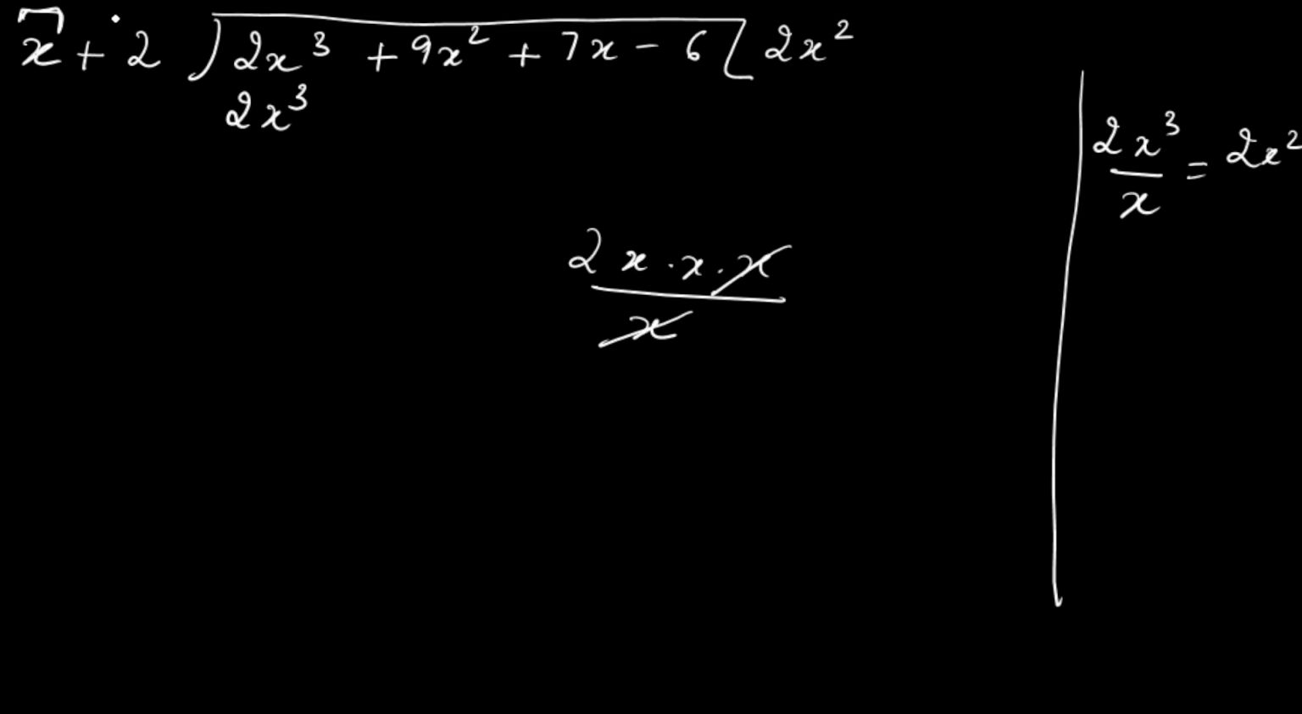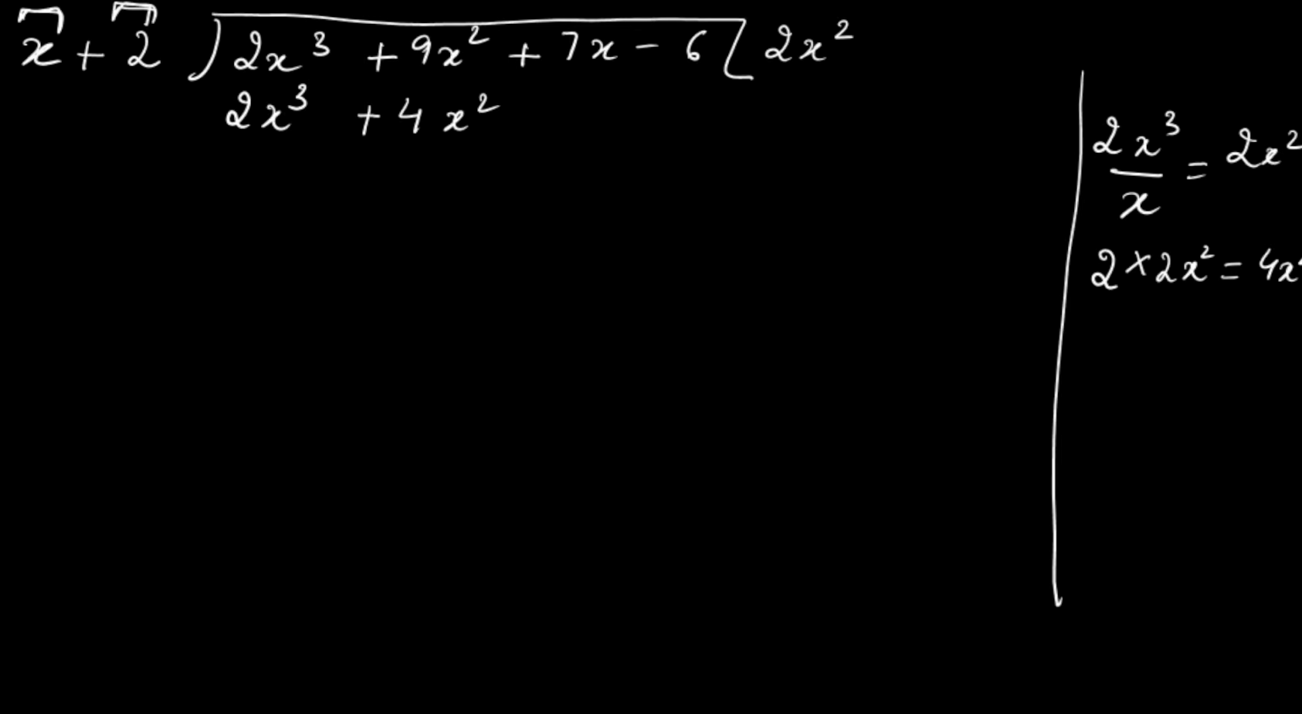Now multiply this 2x square with the second term of the factor, which is 2. First we divide, then we multiply. So we will get 4x square. We write this under the like term, the term which has x square. So 9x square is there, and under this we write plus 4x square. I hope this is clear.